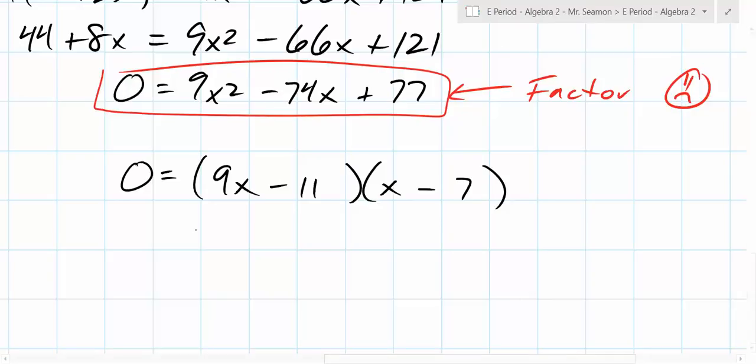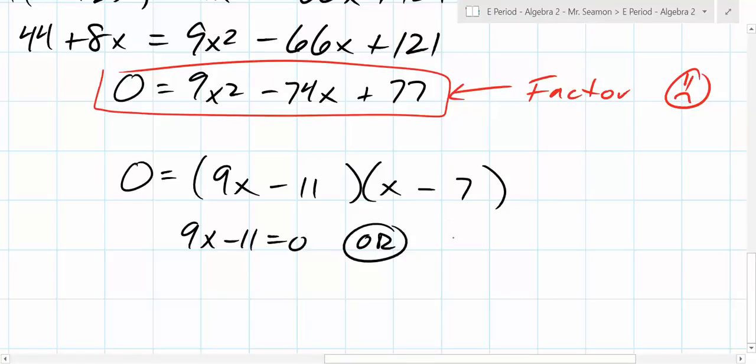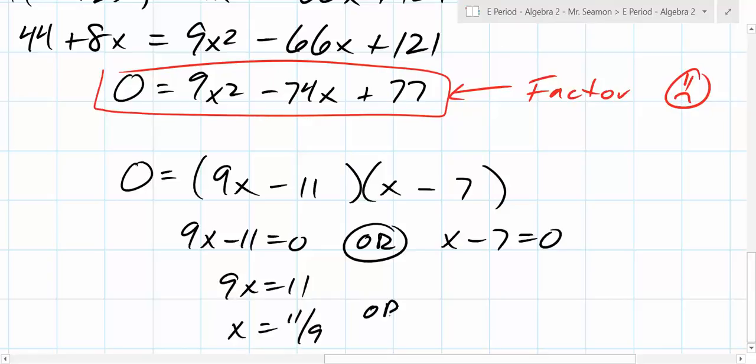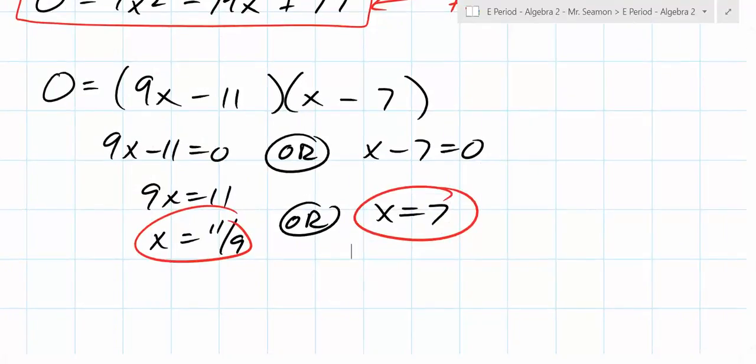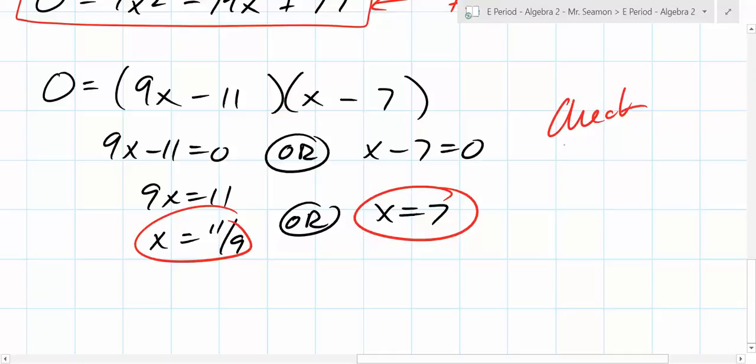So now we know that either 9x minus 11 equals 0 or what? x minus 7. Exactly. So therefore 9x equals 11, x equals 11 over 9, or x equals 7. So you have this and that. Those are two potential answers. What do you theoretically have to do at this point? You need to check your answers. We're not going to do that right now. We did the bulk of it, but you need to check. Because are you guaranteed to have either one of them work? No, they both could not work. One of them could work. Or both of them could work.